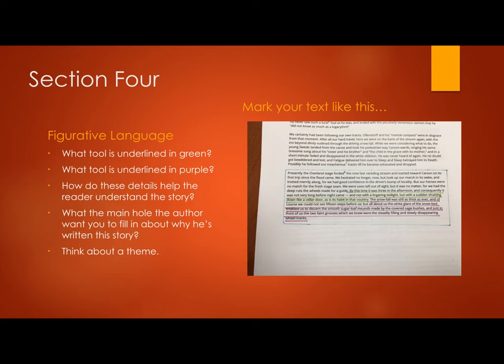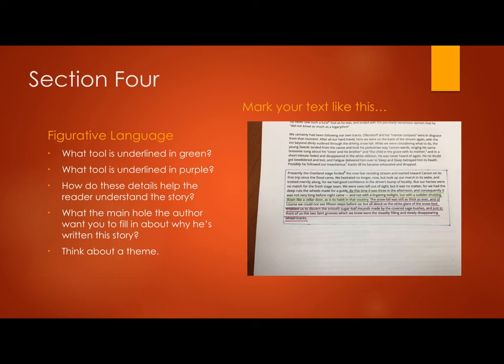Here, you want to ask your teacher about imagery. The picture of the smooth sugar loaf mounds made by the covered sage bushes. Just in front of us were two faint grooves, which we knew were the steadily filling and slowly disappearing wheel tracks. Images you can probably see. You've seen pictures, or you may have seen snow covering up a bush and how it looks like a big mound, or wheel tracks in the snow, what those look like.